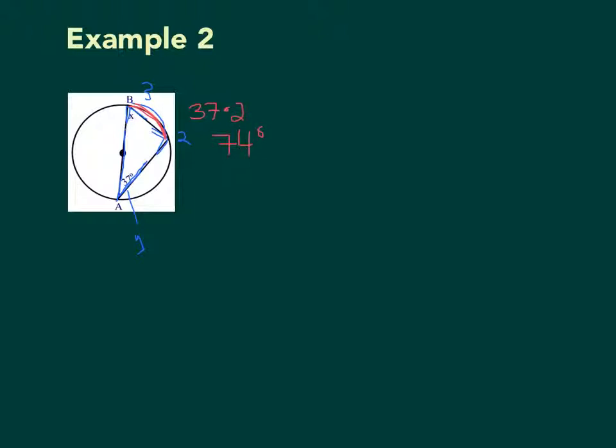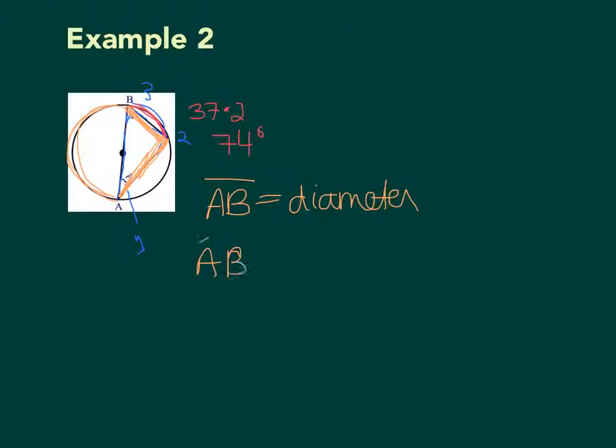74 degrees. The other thing to notice, and this is a little tricky, if you notice this angle right here, this angle intercepts arc AB, which is actually half of the circle, since the line segment AB is a diameter. That means AB, the arc, has to be 180 degrees, which means this inscribed angle must be 90 degrees.